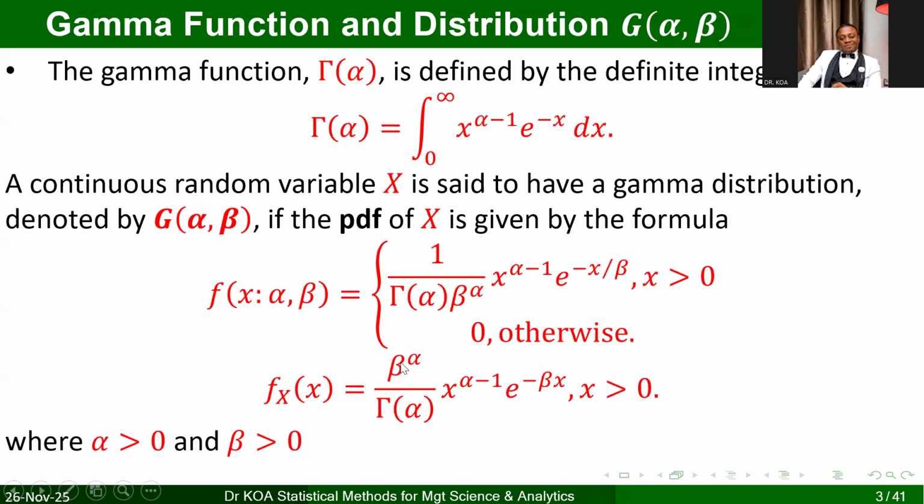This is another way of writing the function. Now watch it very carefully. You will see that here I have the beta raised to the power alpha. Now in this second one, it was down here, and then I bring it up to the upper value. The x is raised to the power alpha minus 1. The natural exponential is there exactly as it is.